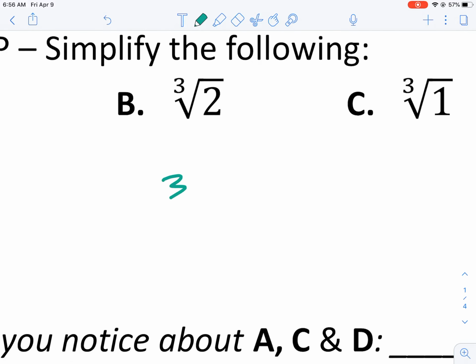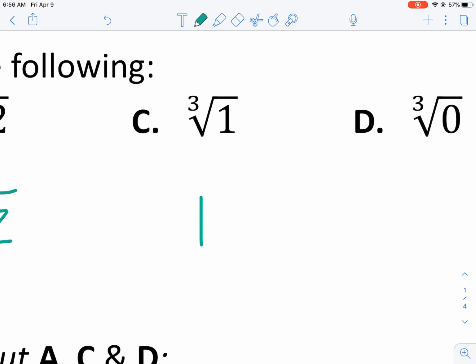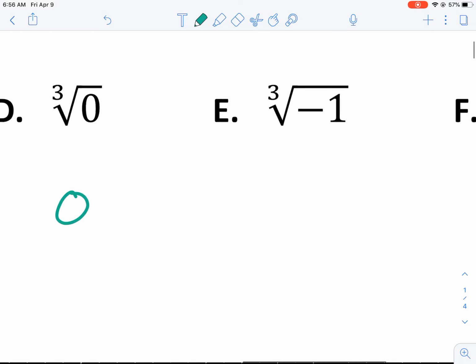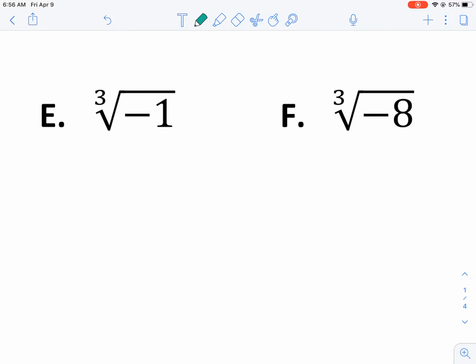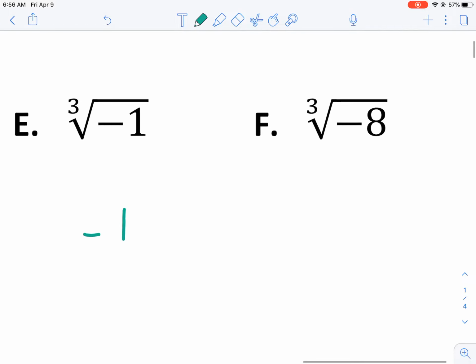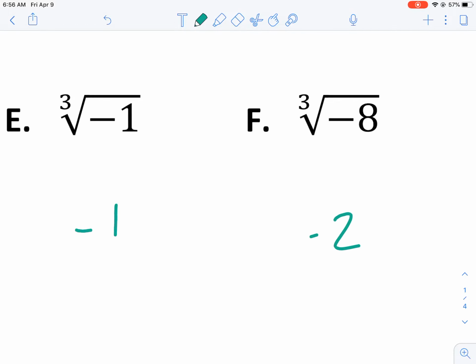We don't know the cube root of 2. It's irrational. The cube root of 1 is 1. Cube root of 0 is 0. And the difference with square roots is that you can actually take the cube root of negative numbers. So the cube root of -1 is -1. The cube root of -8 is -2.